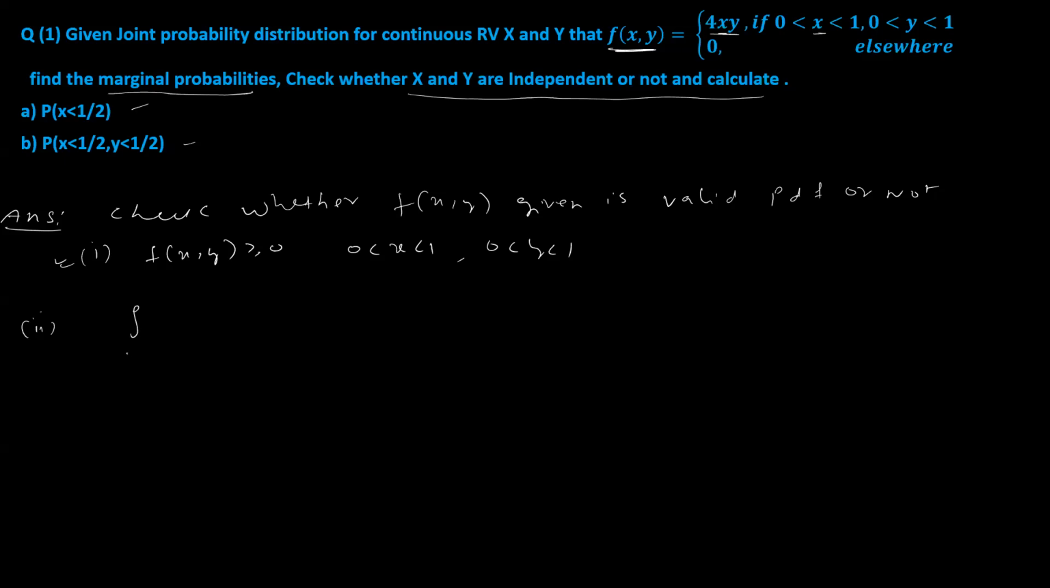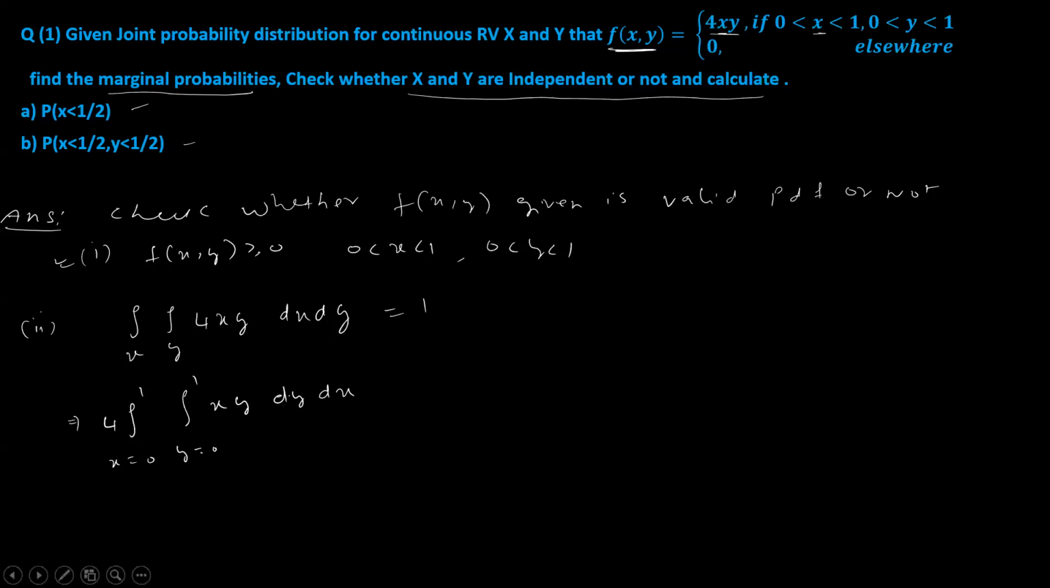Now, second condition, let me check. So integration of x, integration of y, 4xy into dx dy. That should be equal to 1. I have to get it. So let us check it quickly. So limit of x they have given 0 to 1. Limit of y also is given from 0 to 1. 4 I will keep it outside and xy. Because it is y here first, so I will write y and then dx. Because it is constant limit, does not matter. In first semester you studied, if it is constant limit, you either integrate with respect to x or y.